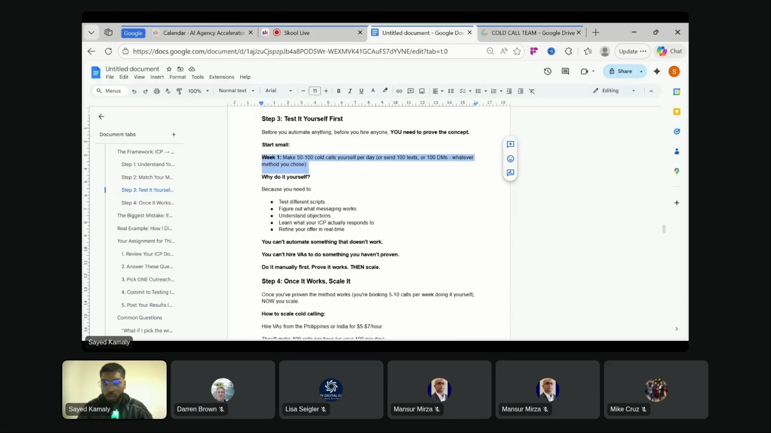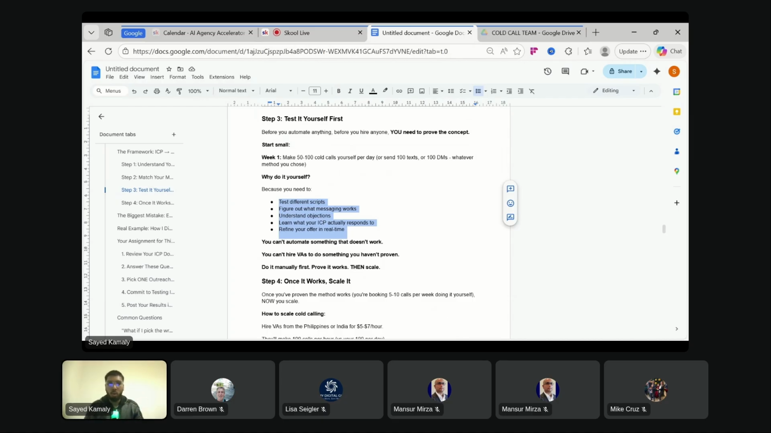Send 100 text messages yourself or 100 DMs or whatever method you choose, when you understand where these people are. Make 100 cold calls a day. Do it yourself because you need to test different scripts, figure out what messaging works, understand the objections these people give you, understand what your ICP actually resonates with. What do they like to hear over the phone?